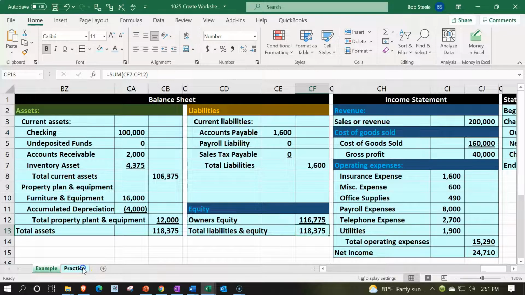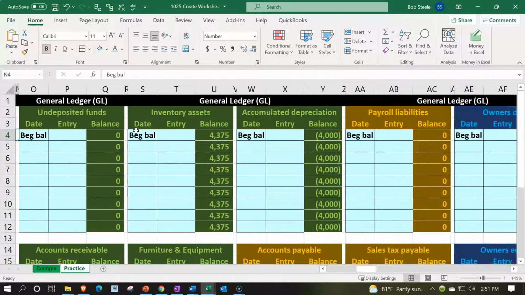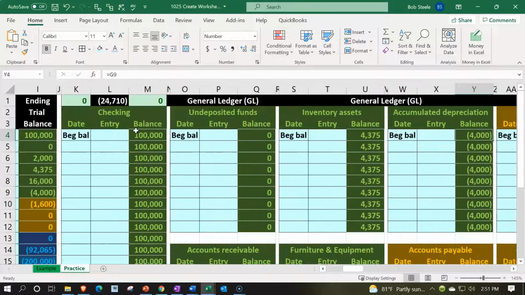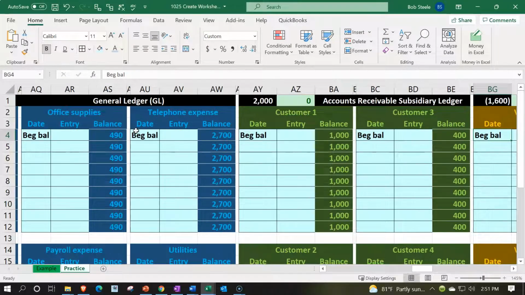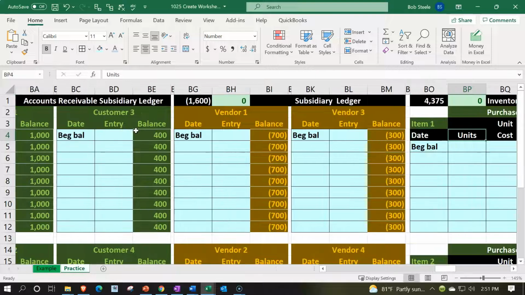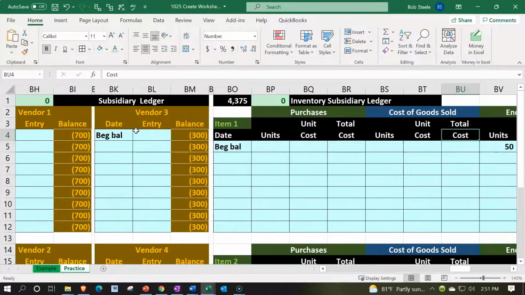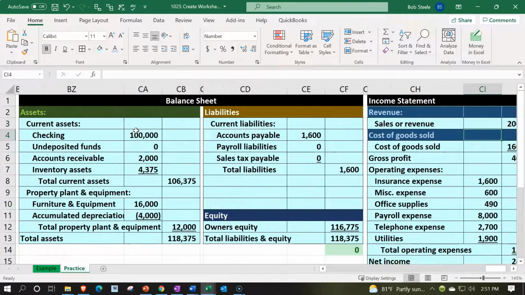So let's go to the second tab, the practice tab. I'm going to go all the way back to the left just to see the same information. We've got our data where we're going to put in the transactions, the trial balance. We got the huge general ledger, then going all the way to the right, we've got the accounts receivable subsidiary ledger, accounts payable subsidiary ledger, and then the inventory subsidiary ledger, balance sheet, and the income statement.